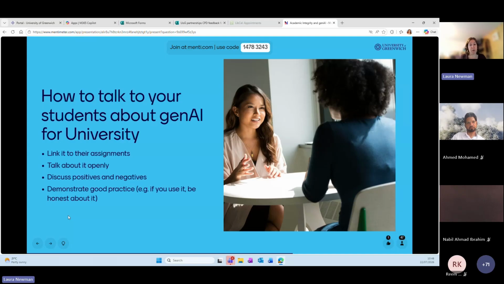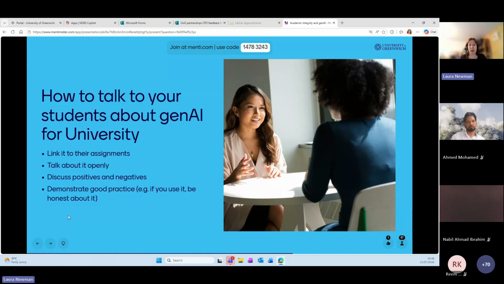So I wouldn't wait until they do something wrong. I would bring this topic up quite near the start of their learning. Generally, I would link it with an assignment. So if you're talking to them about preparing for an assignment, this is where I would start talking about GenAI. So I'd link it to that assignment, talk about it quite openly, encourage questions and discussion, discuss both the positives and the negatives of it, because I think it's really important that we do give them that balanced viewpoint. Although the university encourages the use of GenAI, I think we as staff have a responsibility to talk to them about the potential downfalls as well.